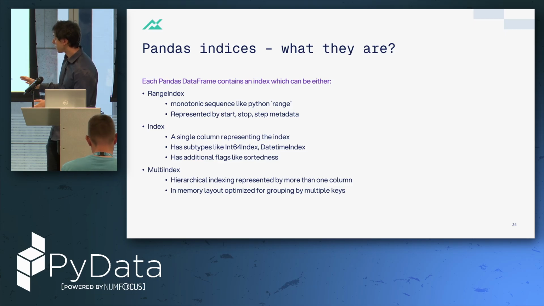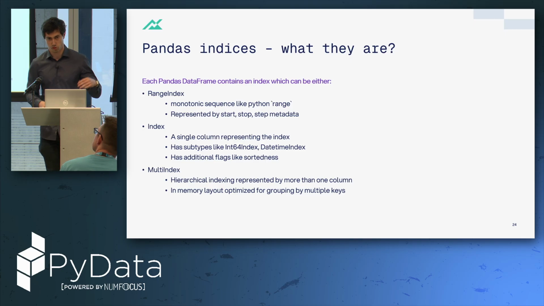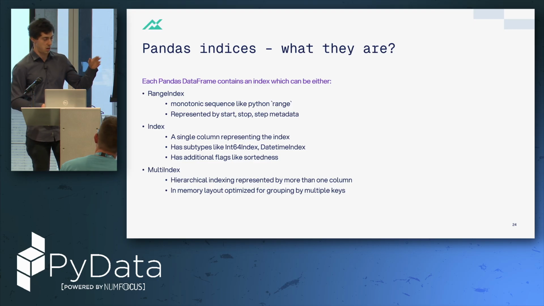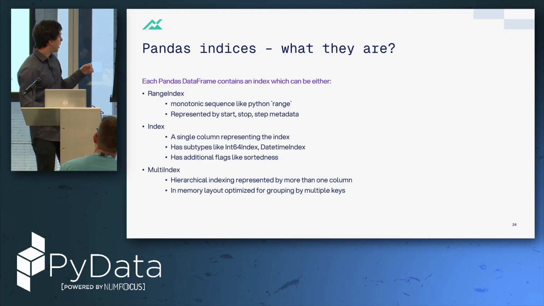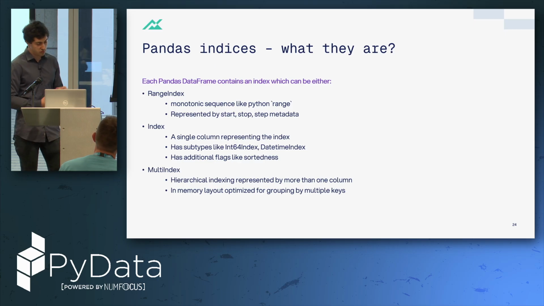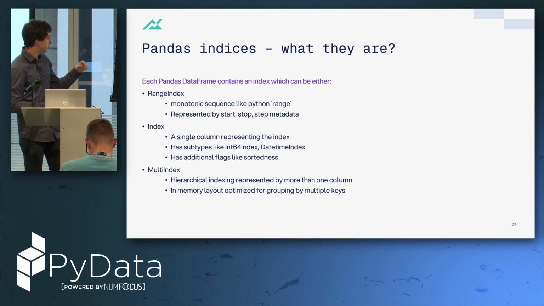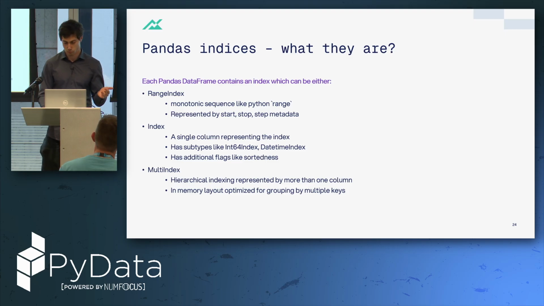There are different types of Pandas indices. The most commonly used one by default is the range index, which is just a numbering from 0 up until the size of the data frame. So you have like 0, 1, 2, up until n-1. This is not actually represented in memory as a separate column. It's just represented like a piece of metadata. It just stores the start, the stop, and the step, similar to a Python range function.